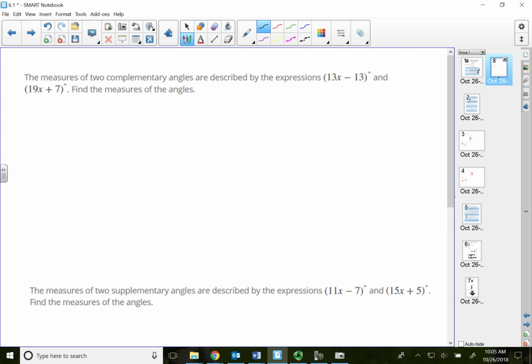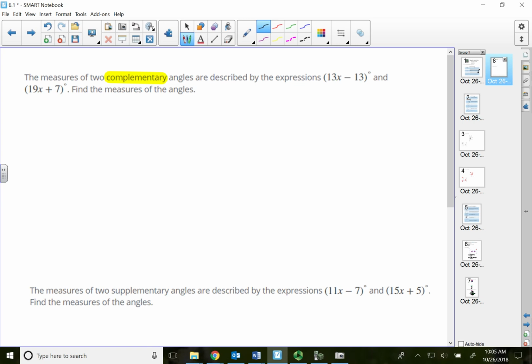All right, let's try a different one. Let's try complementary and supplementary. Whenever you see the words complementary angles, that means the two angles add up together to equal 90 degrees. So the measures of two complementary angles are described by the expressions 13x minus 13 degrees and 19x plus 7 degrees. Find the measure of these two angles.